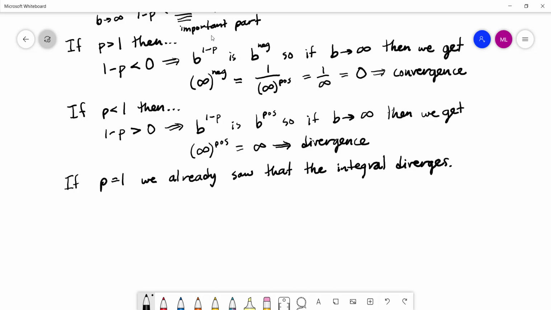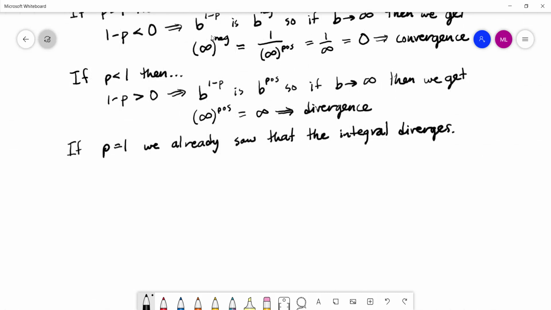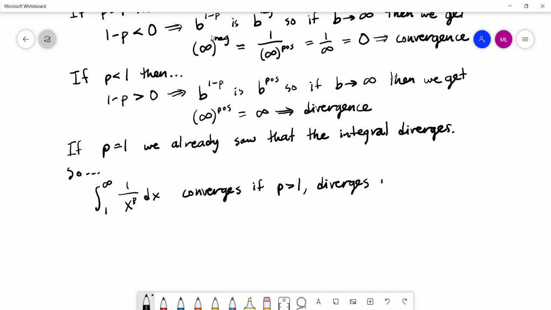So now we have all of our cases. So basically, the integral from 1 to infinity of 1 over x to the p dx converges if p is greater than 1, and it diverges if p is less than or equal to 1. Okay. And hopefully this makes some intuitive sense based on that drawing that I did earlier. At least a little bit of intuitive sense.